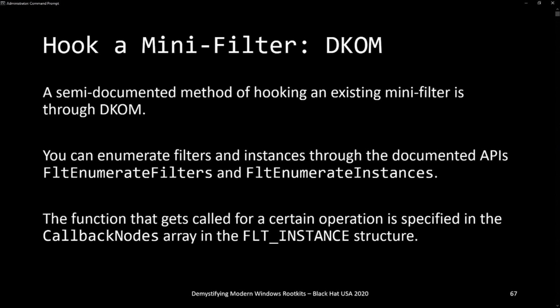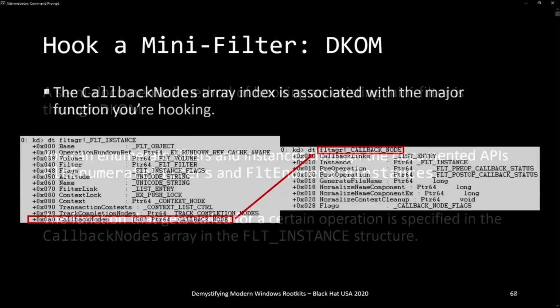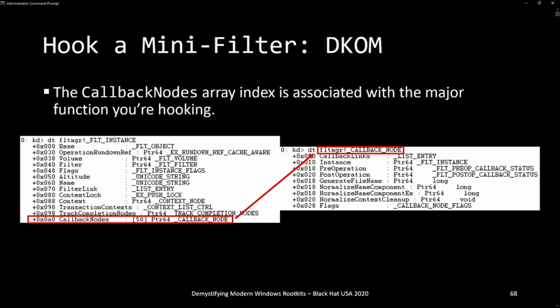So another semi-documented method of hooking is using an existing mini filter. So what you can do is enumerate filters and their instances using FltEnumerateFilters and FltEnumerateInstances. The function that gets called for a certain operation is specified in the FLT_INSTANCE structure. So this FLT_INSTANCE structure has this callback nodes array. And what this array contains is the pre-operation and post-operation, depending on the array index, which is associated with the major function. So what you can do is find the FLT_INSTANCE by first enumerating filters and then enumerating instances for that filter.